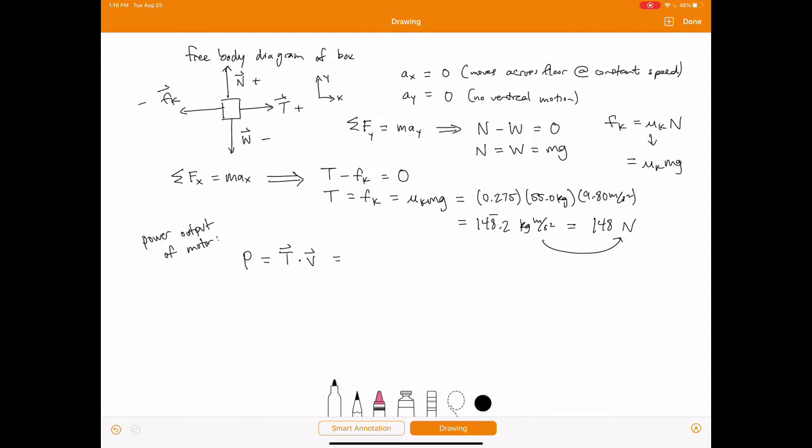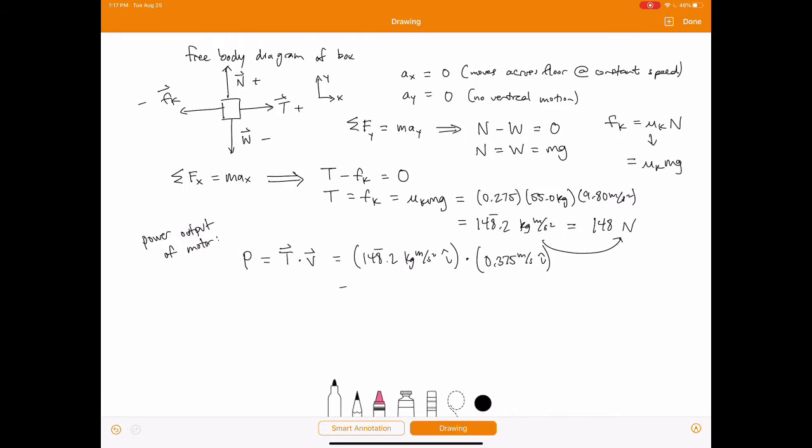So what's the tension? It's 148.2 kilograms times meters per second squared. If I want to write this as a vector to show that it's going in the x direction, I'll put i hat. And then I'm going to dot that with the velocity, which again, if we want to show this as a vector, would be 0.375 meters per second. And then I would put i hat to also indicate that it's going in the positive x direction.